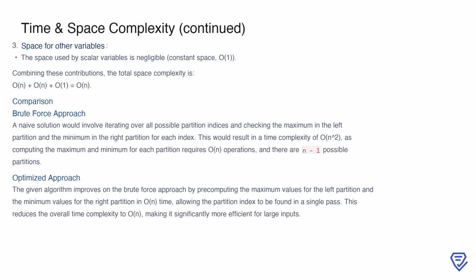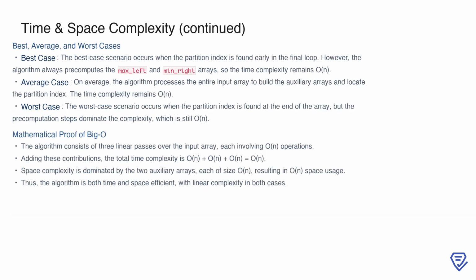When considering the best, average, and worst cases for this algorithm, the time complexity remains O(n) in all scenarios. In the best case, the partition index might be found early during the final loop, but the pre-computation steps for max_left and min_right still require linear time.